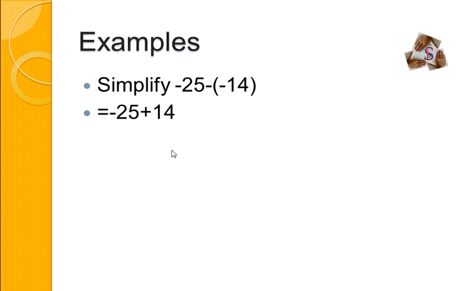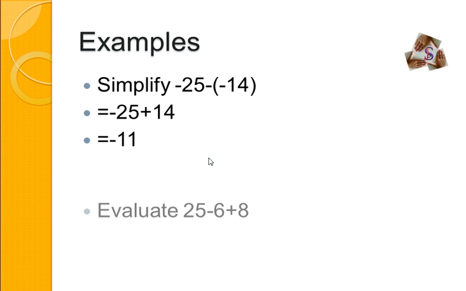Now we have come down to addition and subtraction of integers, right? So here what do we see? The signs are different. So when the signs are different, we will subtract. So 25 minus 14 is 11. Now what about the sign? The sign of the bigger coefficient. So 25 is bigger than 14. Therefore its sign is considered. Its sign is minus. Therefore it is minus 11.